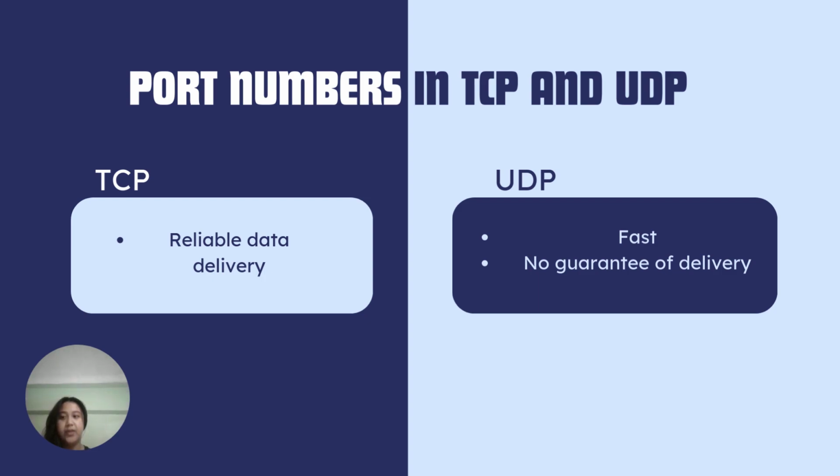Port numbers work with two main transport layer protocols: TCP, Transmission Control Protocol, and UDP, User Datagram Protocol. TCP ensures reliable communication by establishing a connection before sending data, while UDP is faster but does not guarantee delivery. Both protocols use port numbers to track multiple, simultaneous connections on a device.